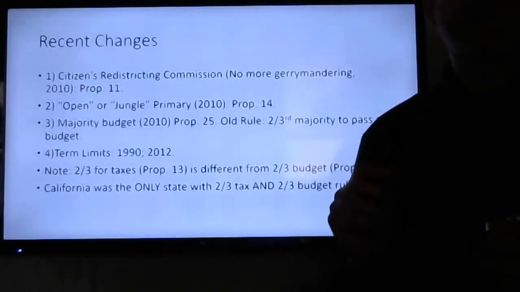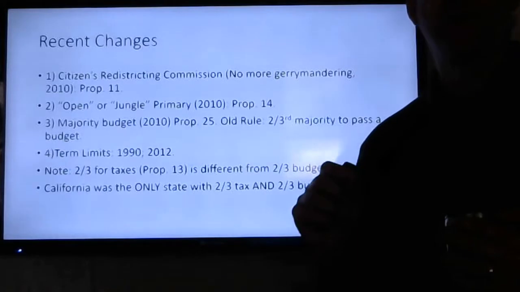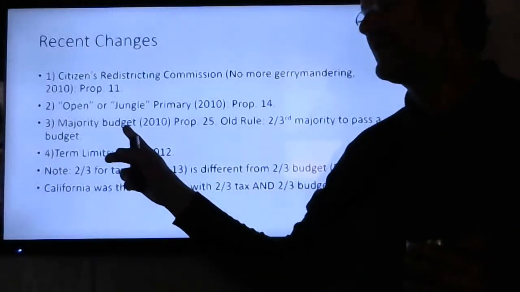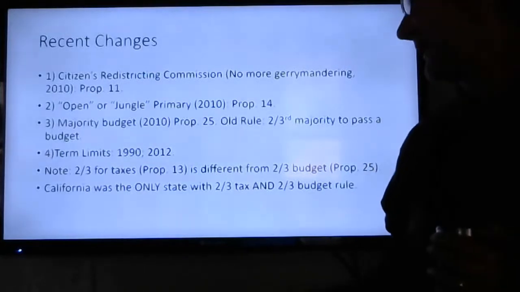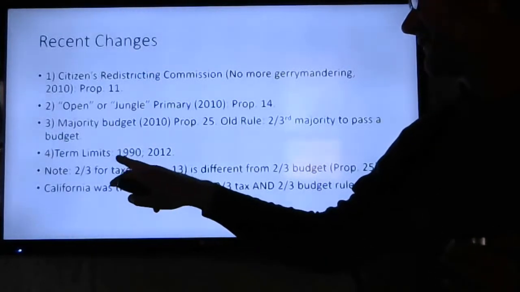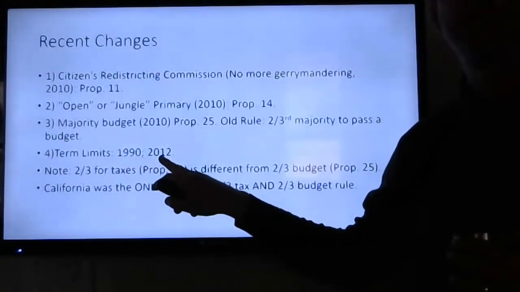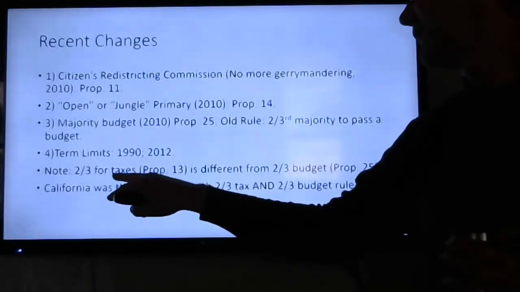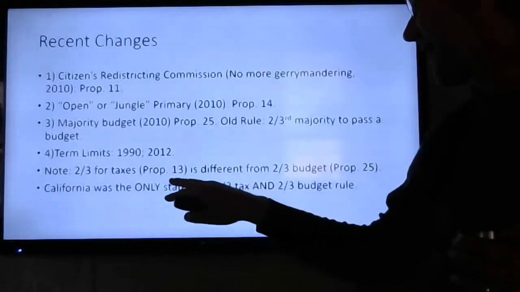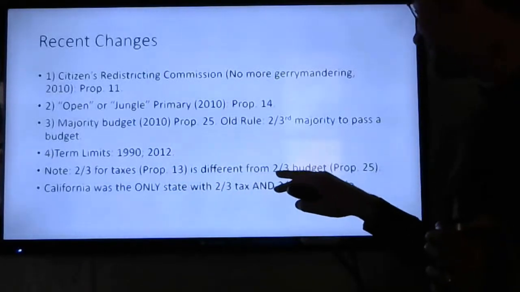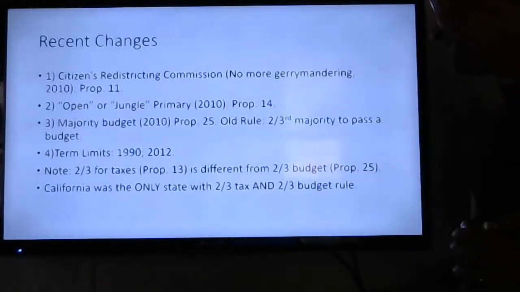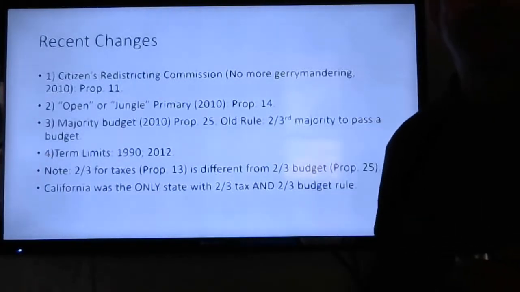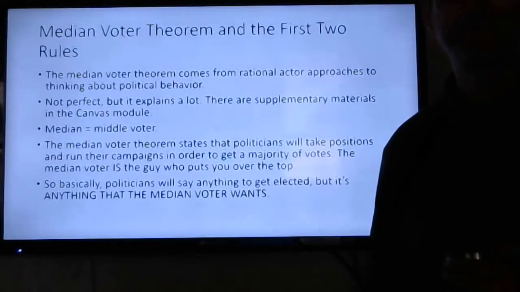Third, changed the majority budget. So it used to be you needed a two-thirds majority to pass the budget in California. Now it's just a simple majority. And then fourth, we revised term limits. First passed in 1990, revised in 2012, okay? Note, it's important to remember the two-thirds for new taxes, which comes from Prop 13, is different from the two-thirds budget. And California is the only state with both a two-thirds tax and two-thirds budget rule.